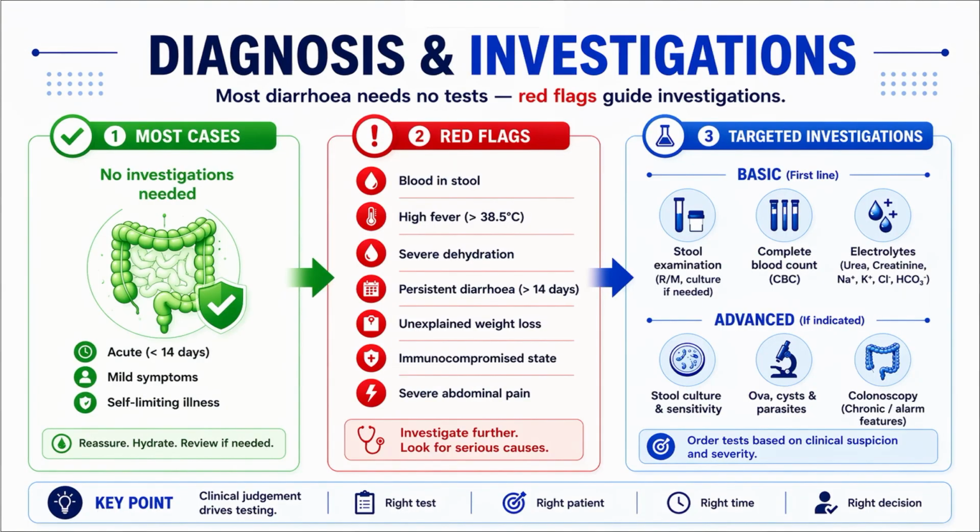The diagnostic approach and the investigations. So, most acute diarrhea does not need investigation, but look for red flags: blood in stool, severe dehydration, persistent symptoms. Investigations include stool tests and blood tests, which I have mentioned. In chronic cases, they may require colonoscopy, imaging, or even a referral.